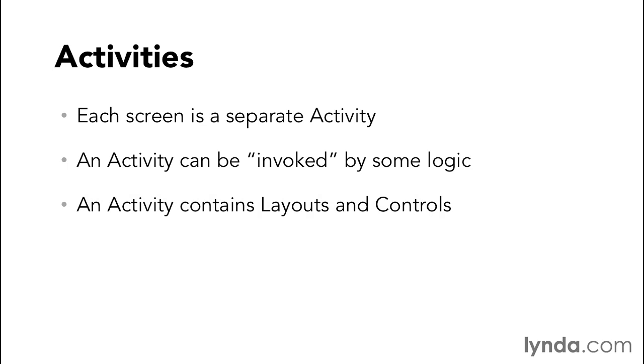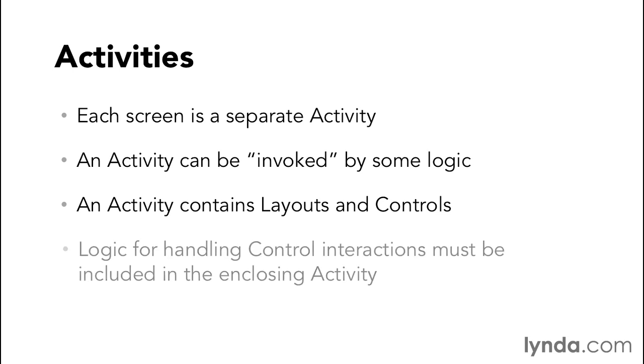Every activity contains layouts, and the layouts contain controls. And what I mean by a layout is something that says the controls in this particular layout are ordered from top to bottom on the screen, one on top of each other, or they might be ordered left to right on the screen, one to the right of the next. And you can mix and match those in order to create various types of grids and tables and arrangements of controls. An activity also contains the logic for handling control interactions for your particular activity. That means if you have a button on the screen in a particular activity, you have to have the logic for handling what happens when the user taps on that button in the enclosing activity.